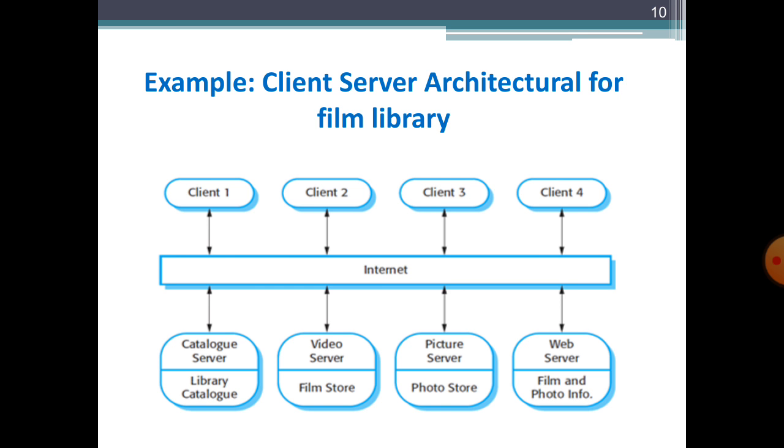In this example, we see how a film and DVD video library is organized as a client server architecture, where we have a separate server for a catalog server, video server, picture server, and a web server. Each client or user can independently request different services from these servers separately, which provides independent services to its clients as well.